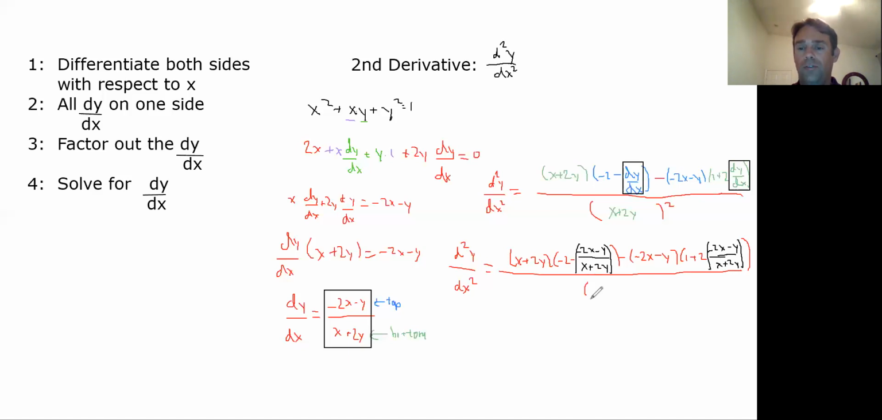All over x plus 2y squared. All right, so I wanted you to see a second derivative. They're not pretty, for sure. I'm going to give you guys a little bit easier one to do because I'm going to have you actually evaluate it. Okay, so here's what you guys are going to get.